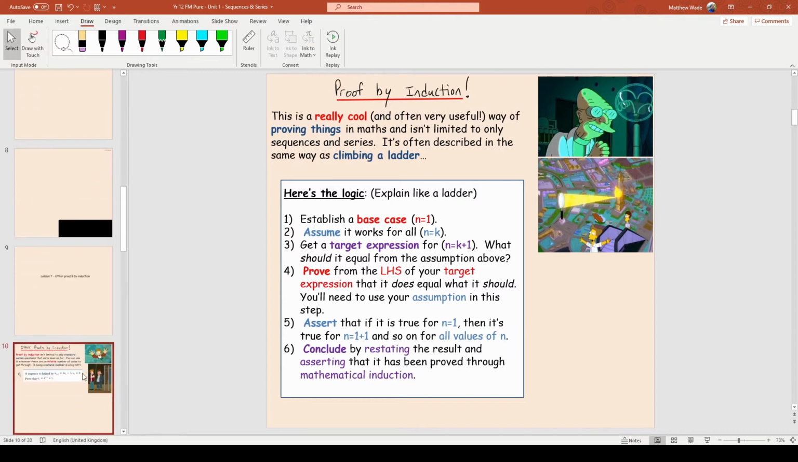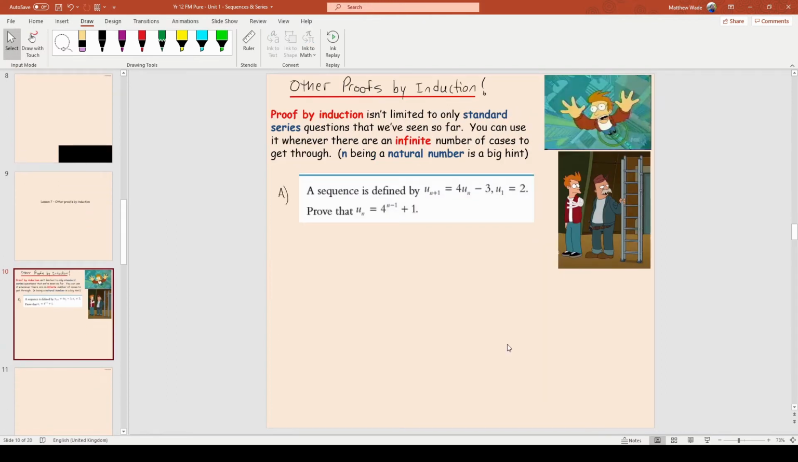Cool beans. So here we go. First ever non-series proof by induction. So here we go. Let's read it. It says, a sequence is defined by this. Okay, so does anyone remember what that's called? Anyone want a brownie point with me?